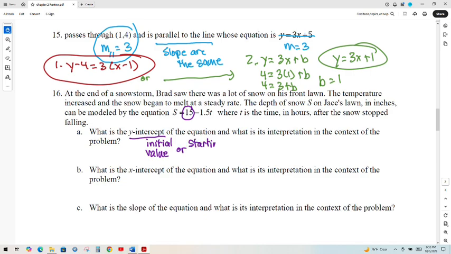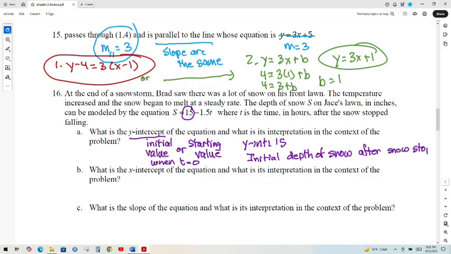Okay, going to the next one. On this problem, they want to know about the y-intercept. Now remember, the y-intercept is the initial value or the starting value when t is 0. So in our slope-intercept form, it is 15 in our problem. And that's talking about the depth of the snow after the snow has stopped. So that's the initial depth of the snow. Now the x-intercept. Well, we know the x-intercept always occurs when y is 0, or in this case, s. So we solve for that.